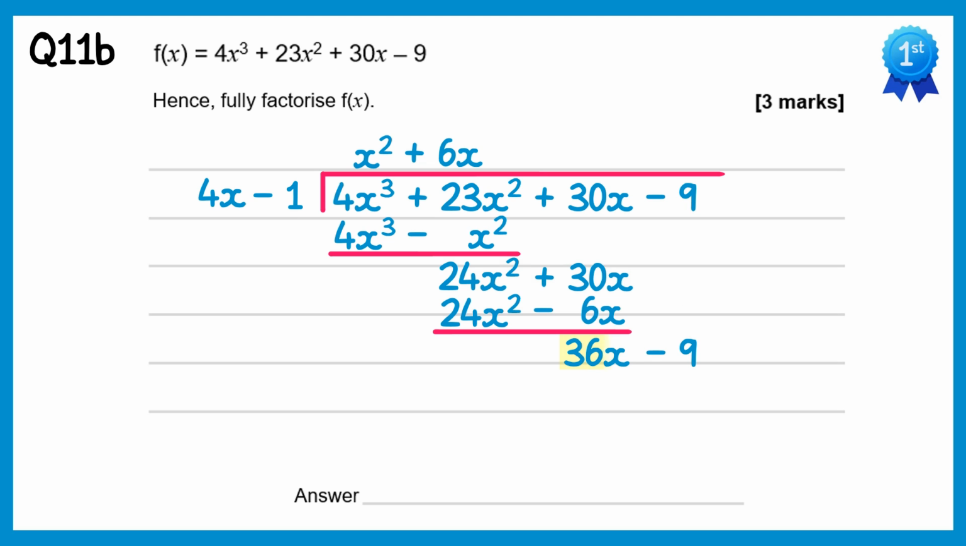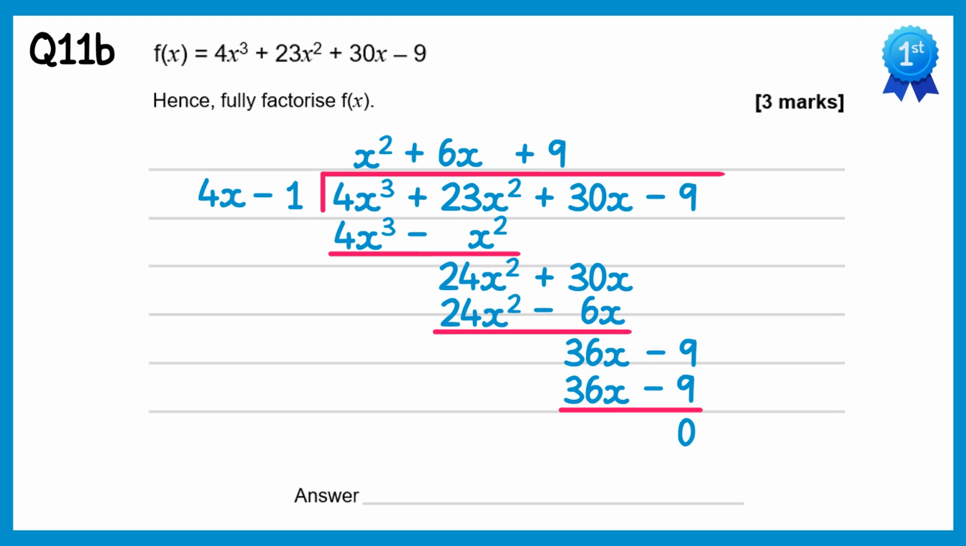And finally, we're looking to get this term here, using the 4x. We need to multiply that by plus 9. So multiply back through by plus 9. 9 times 4x gives you 36x. 9 times negative 1 gives you negative 9. Then if you subtract these last two, you'll see you'll end up with 0.